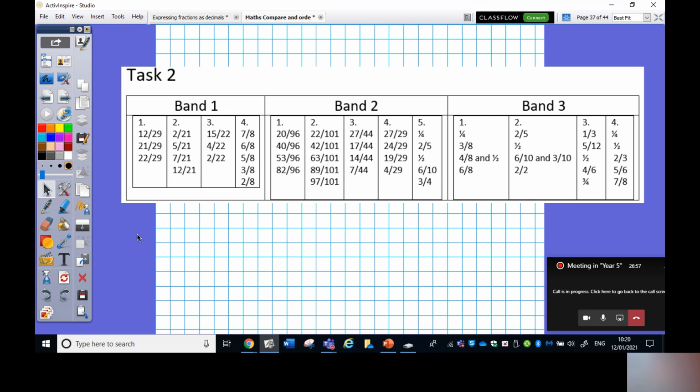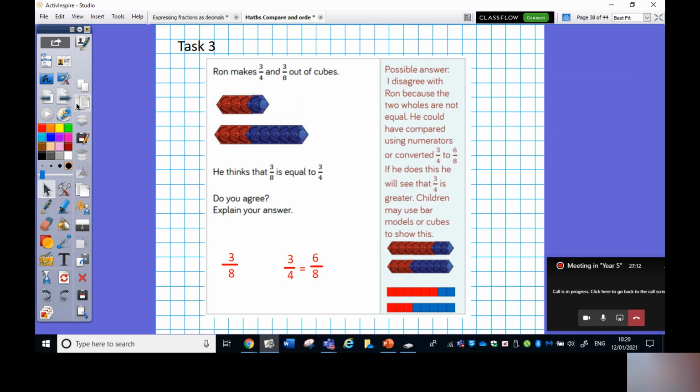For this one, I would like you to pause the video and I'd like you to correct the fractions. When you've finished, unpause and we'll move on to the last question. Great, how did you do? Well done. And this is task 3.